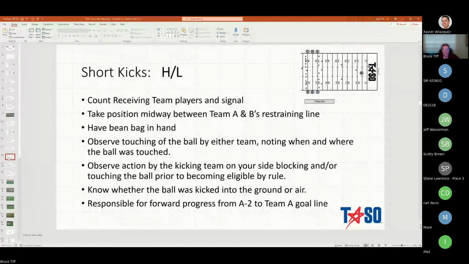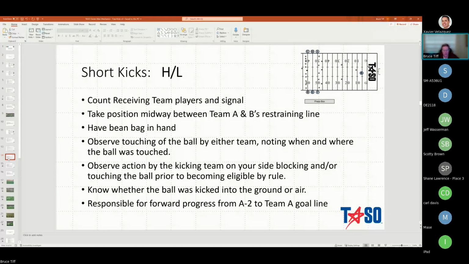All right, let's move to the H and the L. So we're going to count receiving team players and give a signal. We're going to take that position, as I said, midway between Team A and Team B's restraining line. We're also going to have a beanbag in our hand so that we can be ready to drop it when necessary.